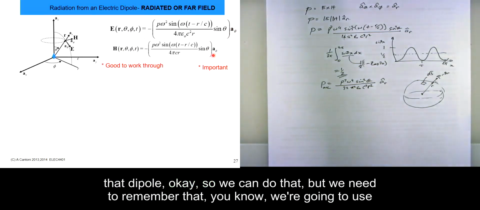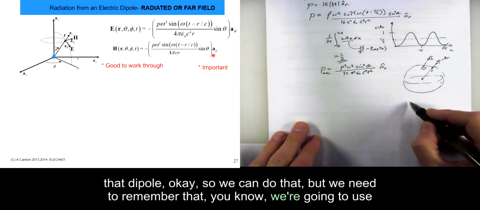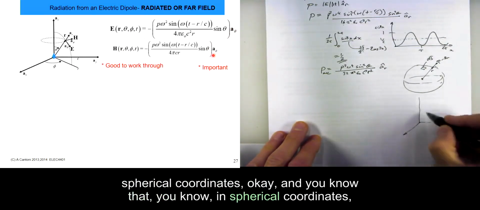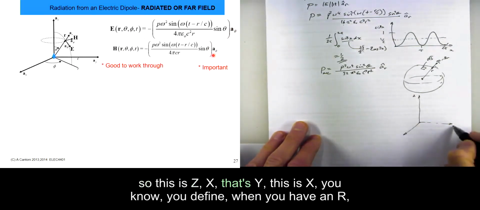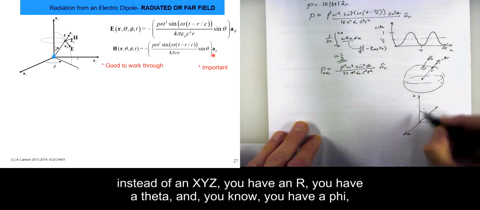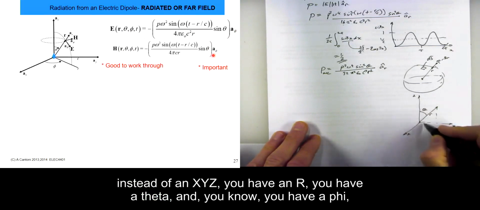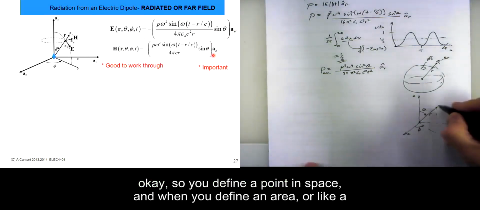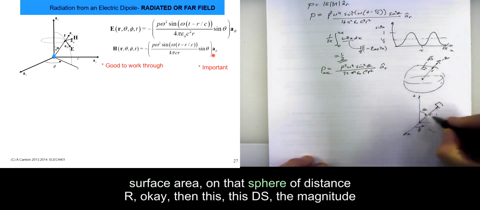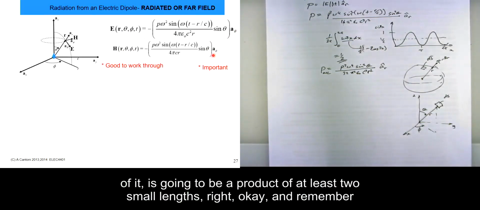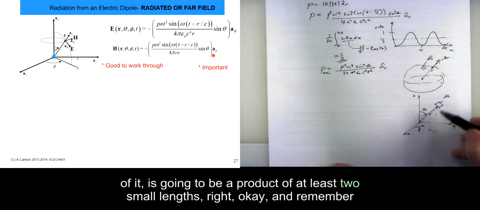We can do that, but we need to remember that we're going to use spherical coordinates. In spherical coordinates, with z, y and x axes, instead of an x, y, z you have an r, a theta and a phi. When you define an area, a surface area on that sphere of radius r, then this dS, the magnitude of it, is going to be the product of these two small lengths, right?